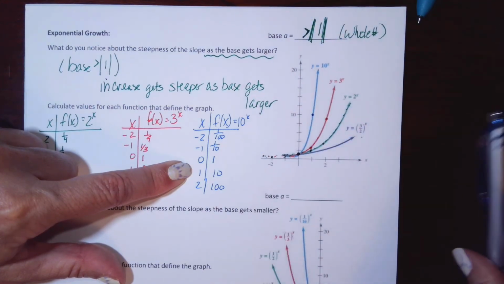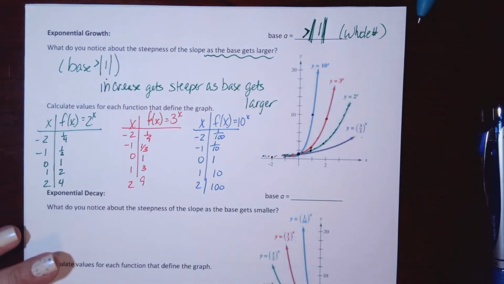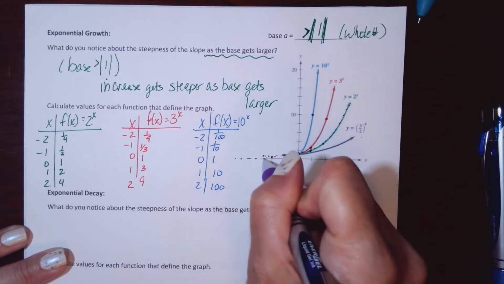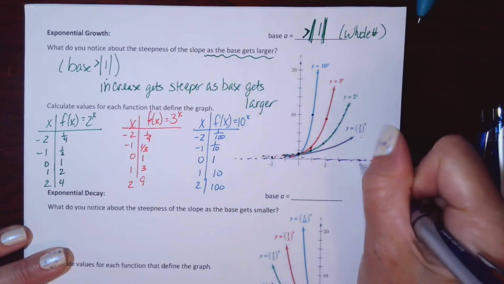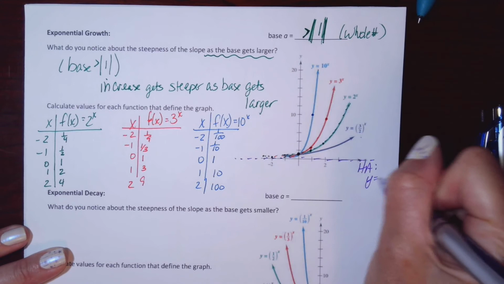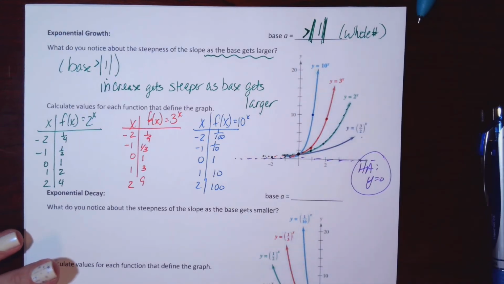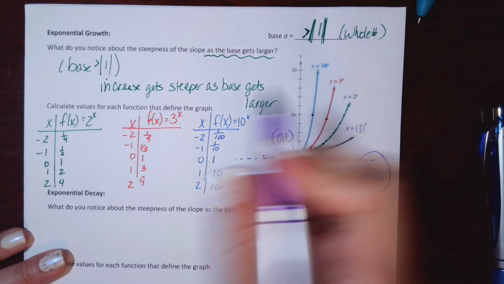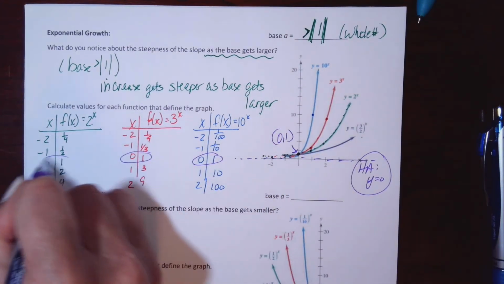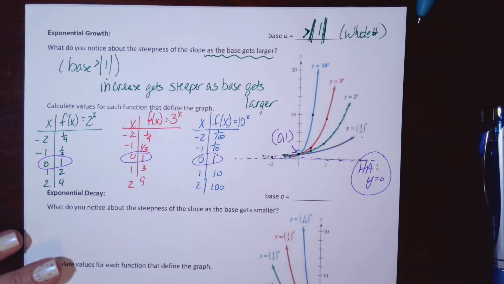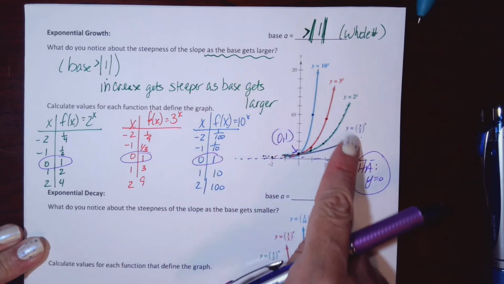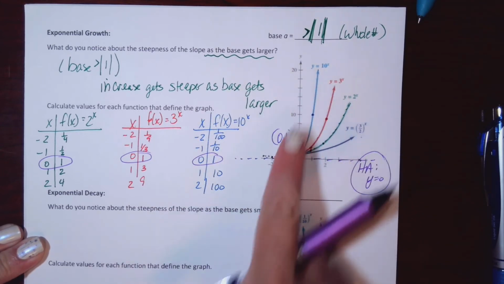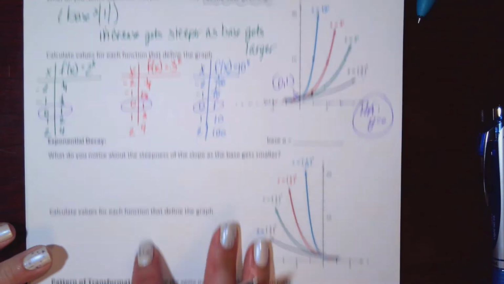So we've got our horizontal asymptote again. Our horizontal asymptote would be the x-axis. Horizontal asymptote, y equals 0, x-axis. For all of these functions, we've got our y-intercept at 0, 1. For all of these functions that are basically our parent function, no transformations being done, just the base, as that base gets larger as a whole number, the growth increases.